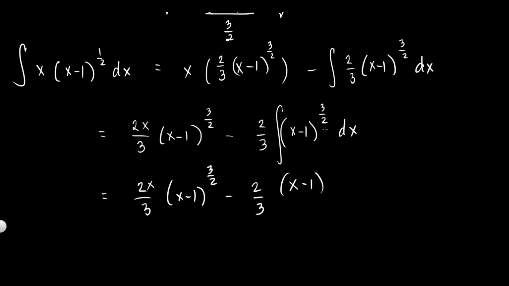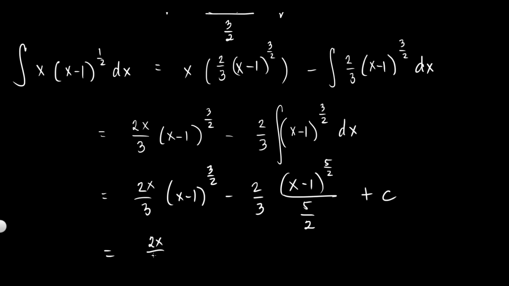So, 3/2 plus 1. 3/2 plus 1 is how much? 5 over 2, no? So, 5 over 2. So, here it is 5 over 2 also. Okay? So, plus c. Simplify.